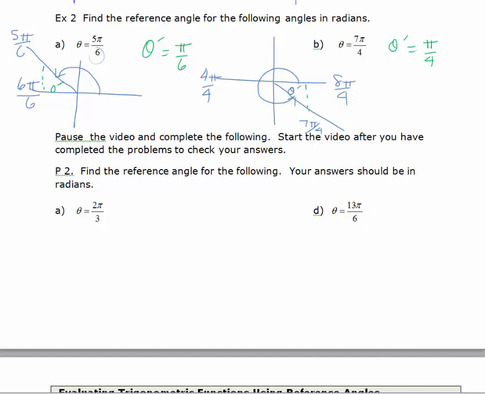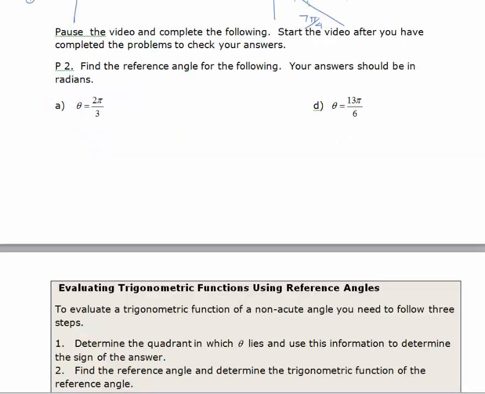Right, try the practice problem. You pause the video and then turn the video on after you've tried it to check your work. Right, we want to find the reference angle for 2 pi over 3. I'm going to draw the angle 2 pi over 3 using pi as 3 pi over 3.